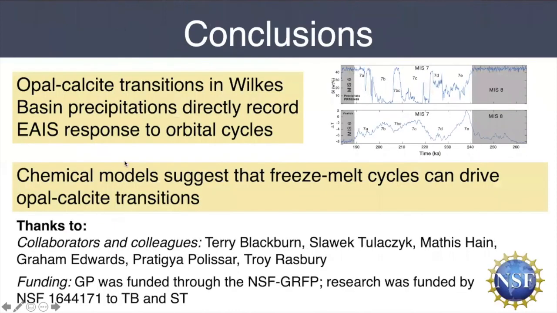And so with that, I'll just leave you with my conclusions. Opal-calcite transitions in the Wilkes Basin precipitates directly record the East Antarctic ice sheet's response to orbital cycles, as we saw when we correlated our mineralogic transitions with global climate. And then we've identified a possible mechanism based on the geochemical models, which suggest that freeze-melt cycles can drive opal-calcite transitions.